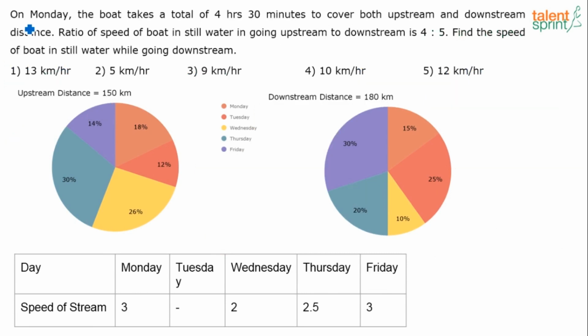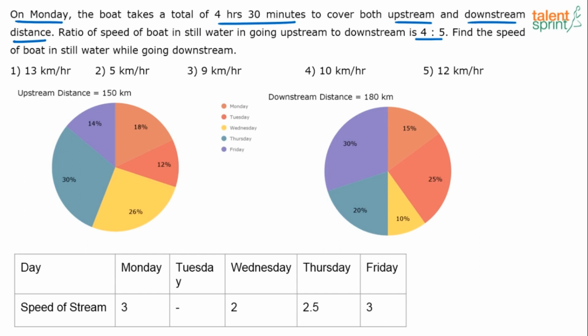So here's the next question. On Monday, the boat takes a total of 4 hours and 30 minutes to cover both upstream and downstream distance. Ratio of speed of boat in still water in going upstream to downstream is 4:5. Find the speed of boat in still water while going downstream. So basically it says Monday is the day and the boat takes a total of 4 hours and 30 minutes to cover both upstream and downstream distances. Now the ratio of the boat going upstream versus going downstream is 4:5.